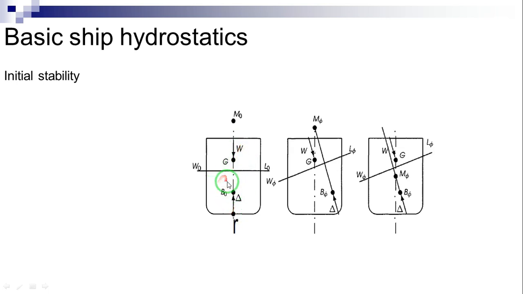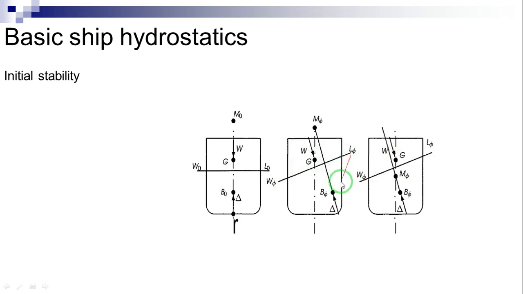Let the ship heel to the starboard with an angle phi. We assume that the heel angle is small. As previously explained, we leave the ship as she is and draw the water line as inclined to port with the same angle phi. This is done in this figure where the new water line is W phi L phi.